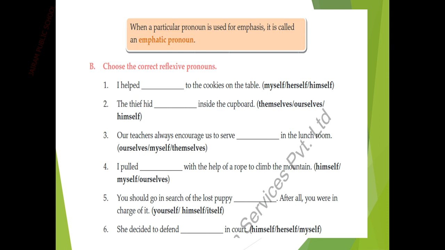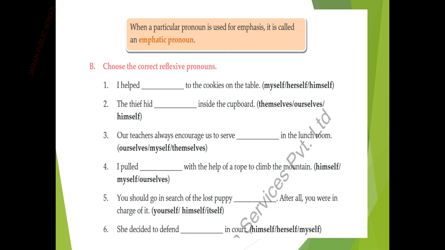Go to section B. Choose the correct reflexive pronouns. Number 1. I helped dash to the cookies on the table. In this sentence, I is the subject, so instead of I, you should use myself, which is called a reflexive pronoun. I helped myself to the cookies on the table. So the answer is myself.